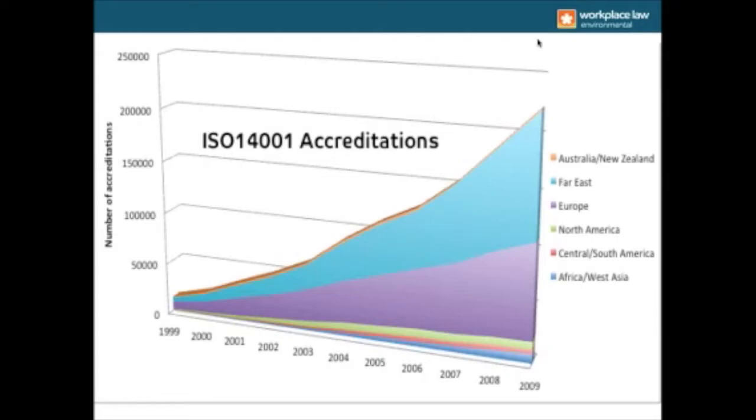One thing that must be remembered when looking at environmental management systems is that these are voluntary. There is nowhere in the world where it is a legal requirement to have an environmental management system to ISO 14001 or any other standard. It's purely voluntary.